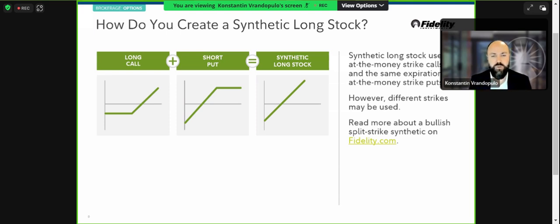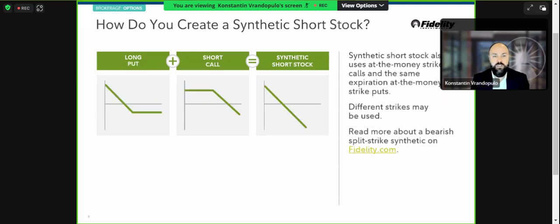Now, the slide is basically telling us, well, different strikes could be used. And that is absolutely true. But in order for it to be a truly synthetic long from the onset, in order for you to say, if the stock is trading at $50 right now, how could I create a synthetic long stock at $50 a share? You would be looking at an at the money $50 long call and an at the money $50 short put.